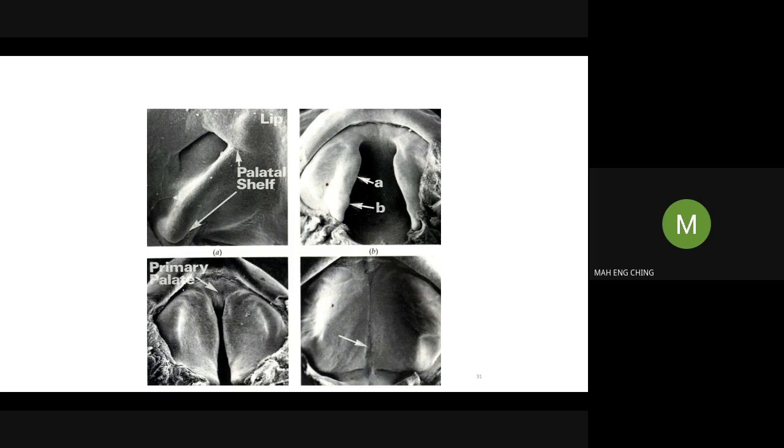So again, this is a microscopic picture, which shows that the palatal shelves will elevate. This is the secondary palate, and they come together. Then with the primary palate, all will join together to form the hard palate.